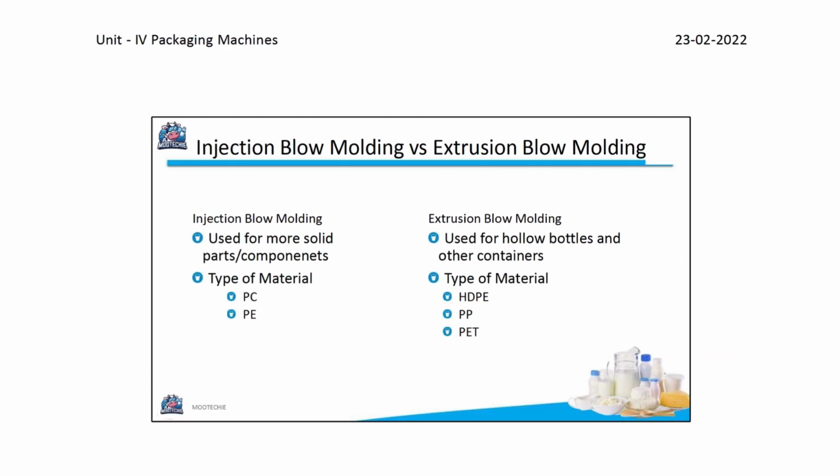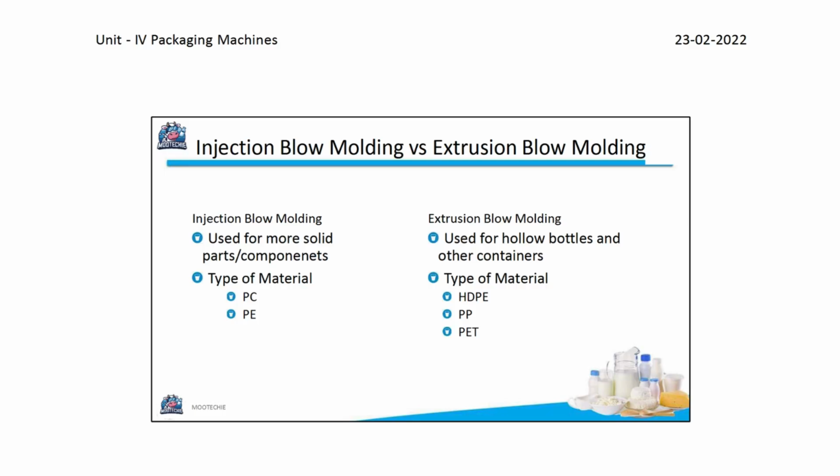Now, let's compare the two methods. Injection blow molding is typically used for manufacturing more solid parts and components. It works well with materials like polycarbonate or PC and polyethylene or PE. On the other hand, extrusion blow molding is ideal for creating hollow objects like bottles and containers. It commonly uses materials such as HDPE, PP, which is polypropylene, and PET.